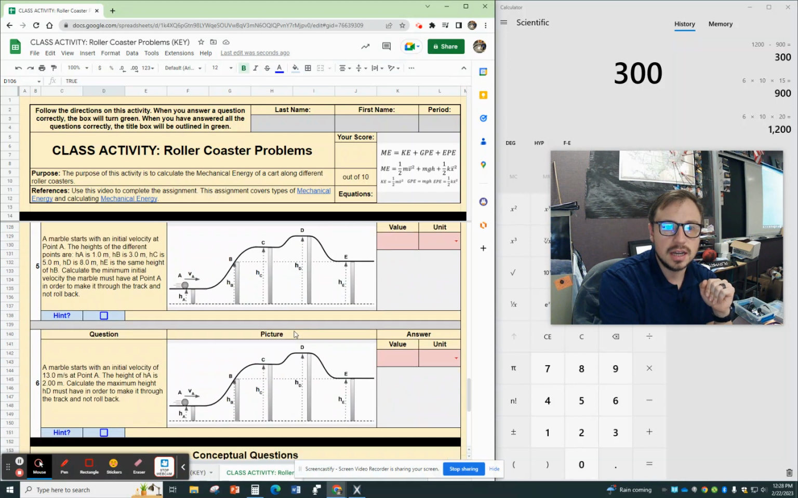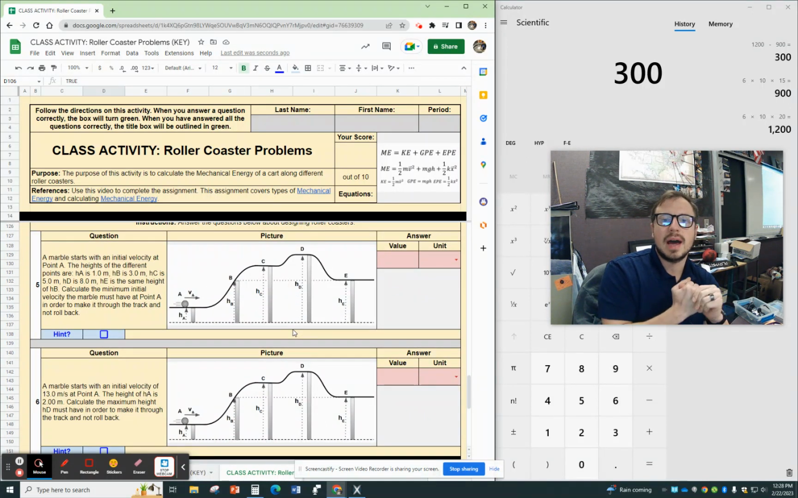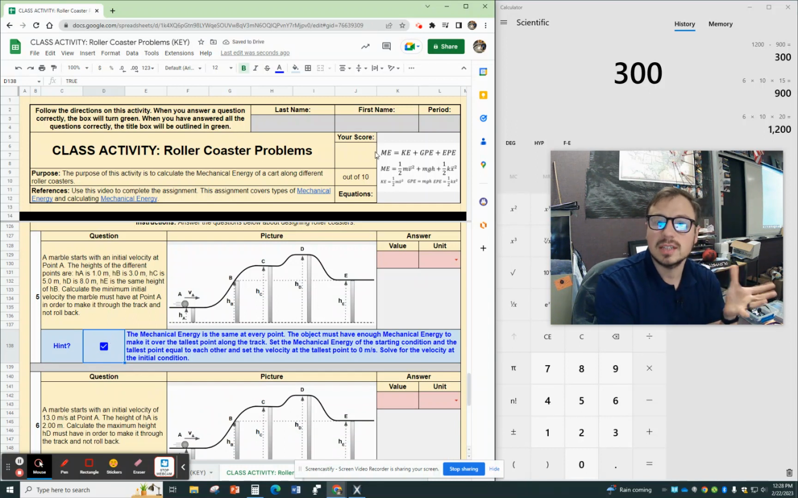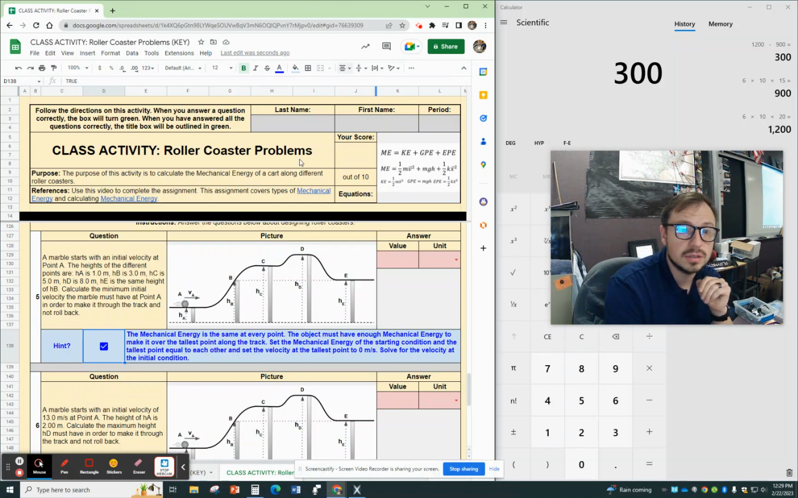Now, the roller coaster design problems are asking about things like maximum velocity. So that first one says, okay, I give you all the heights to this marble. I want you to calculate what is the minimum velocity that this marble has to be going in order to make it over the tallest point, so that it doesn't roll back down. There is a large hint here that will help you out. But also that's looking at the equation and realizing, and the big hint here is that the mechanical energy is the same at every single point, the total amount. But what types are going to vary?